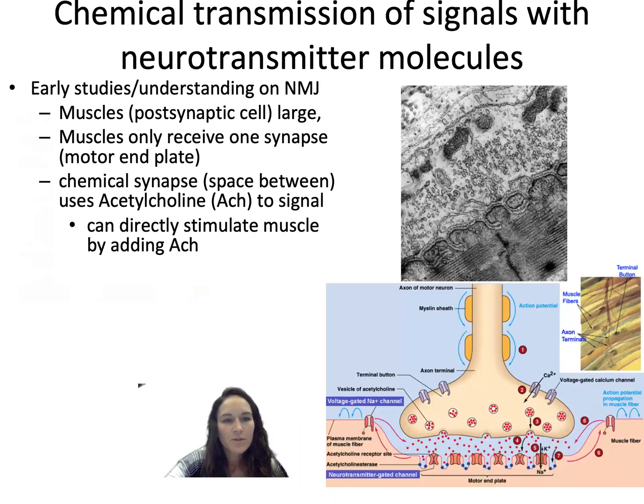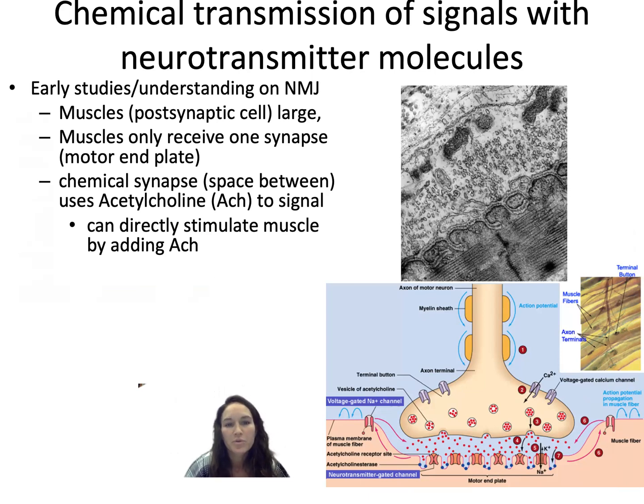So neurotransmitter molecules are going to get released from the presynaptic cell in response to depolarization of the membrane, and that depolarization would allow for calcium to come in. That calcium is going to allow for the fusion of neurotransmitter vesicles with the membrane. Neurotransmitters are going to get dumped into that synaptic space, where we're looking at the neuromuscular junction. The neurotransmitter at the neuromuscular junction is acetylcholine.